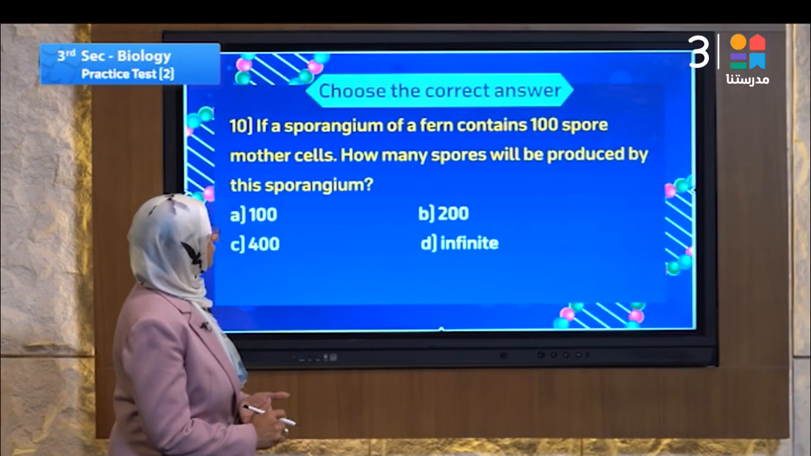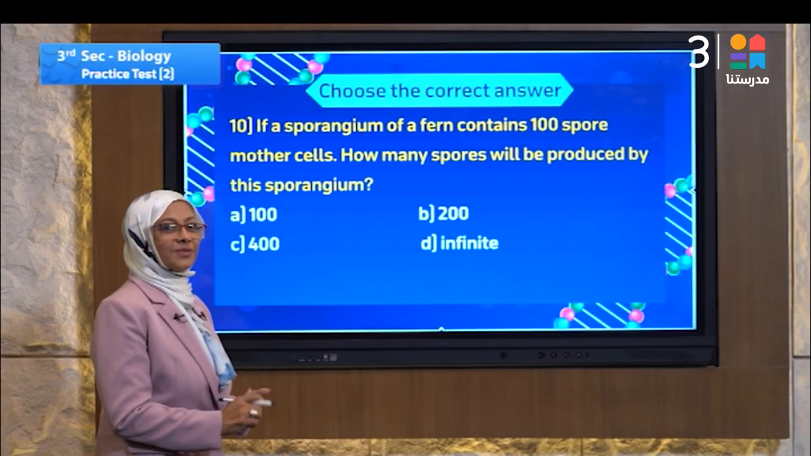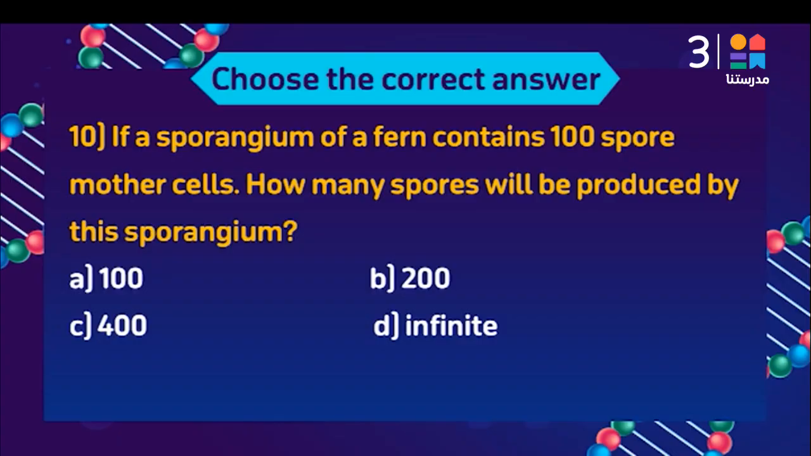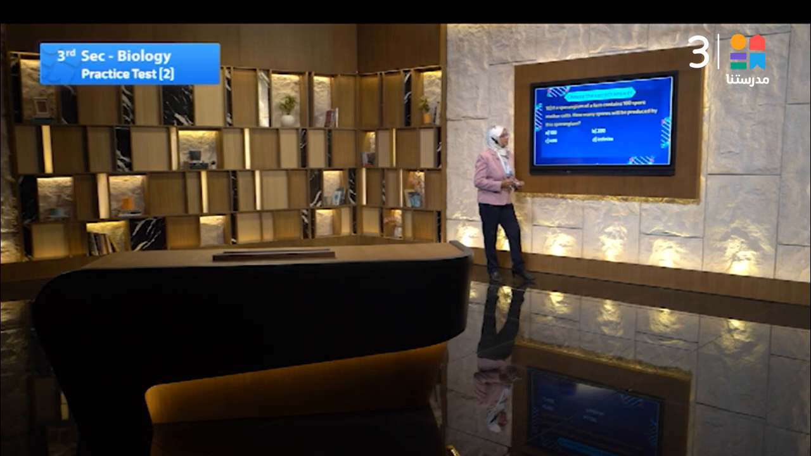Let's read the question carefully and go to catch the mark. Number 10: the sporangium of the fern contains 100 spore mother cells. How many spores will be produced by the sporangium? Here the sporangium must be divided meiotically.